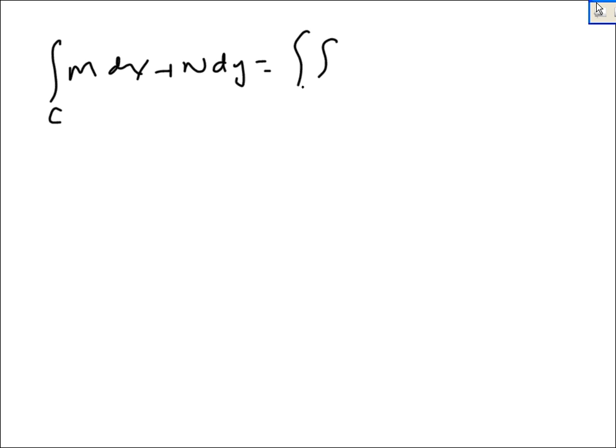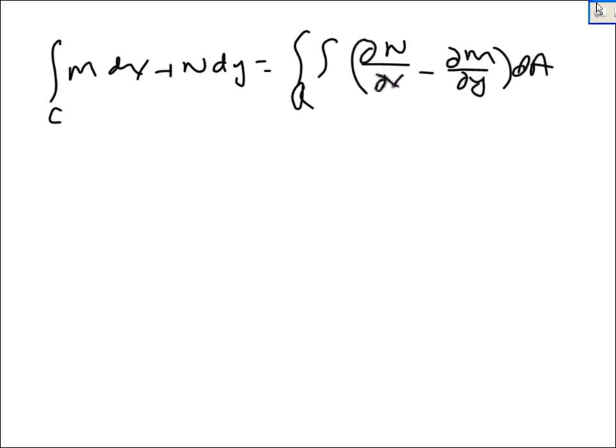This is equal to the double integral over the region of the partial of N with respect to x minus the partial of M with respect to y, times dA. These two are equal if R is a simply connected region and M, N, partial N with respect to x, and partial M with respect to y are all continuous in an open region containing R.